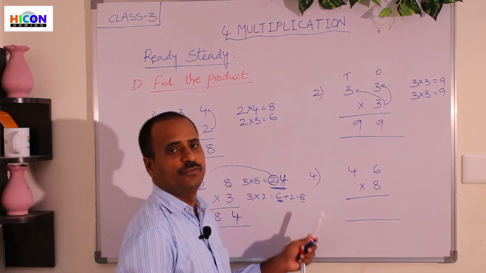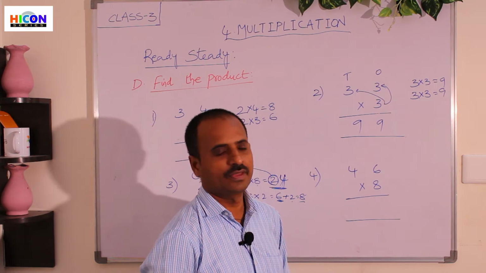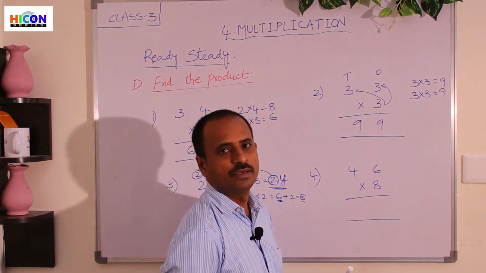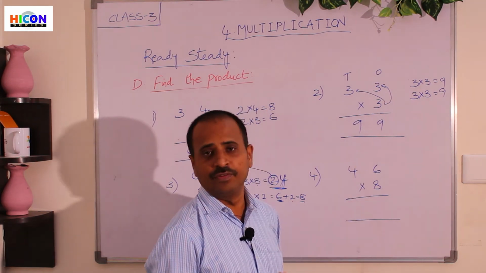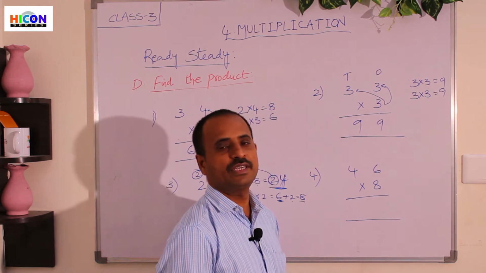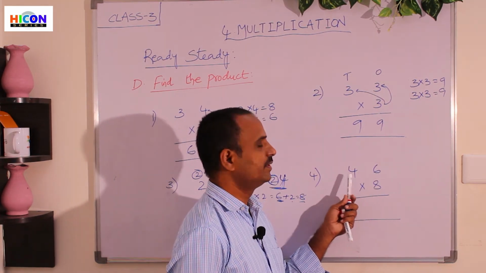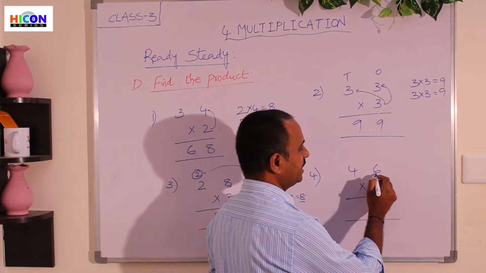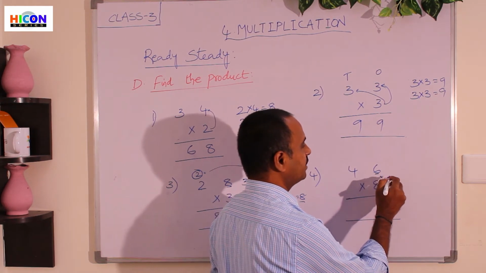See the next problem, the fourth problem. Here the given number is 46. And with which number do we have to multiply 46? 8. We have to multiply the number 46 with 8. How can we multiply? Again the same process. First multiply with the ones place and then multiply with the tens place. So first multiply with the ones place. What is the digit in the ones place? 6. So multiply 6 with 8.